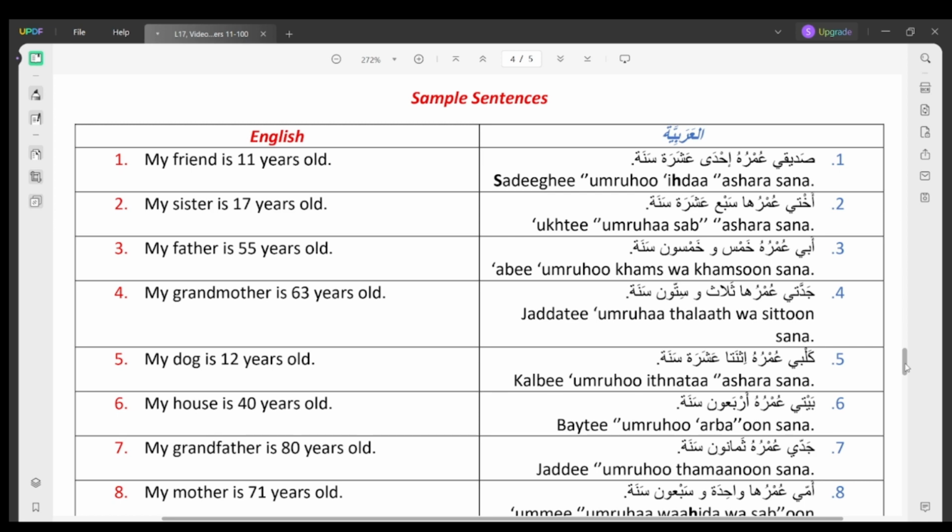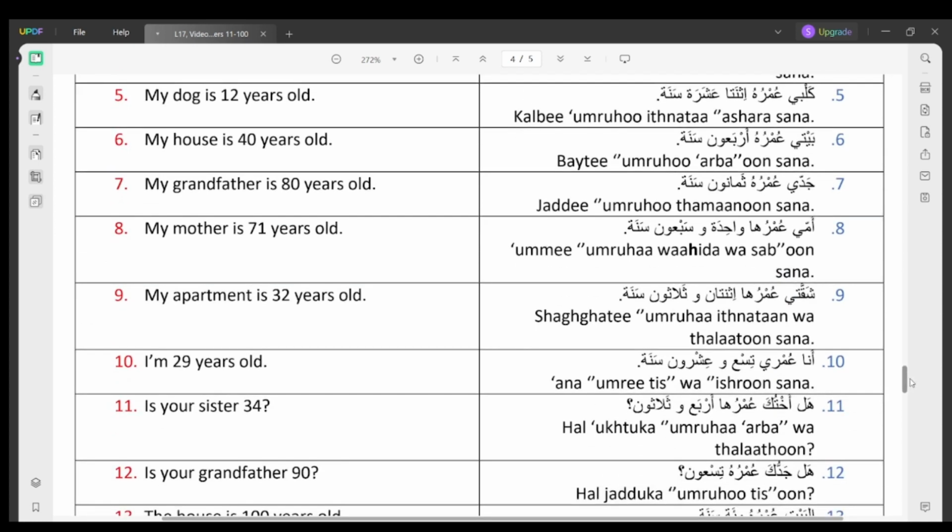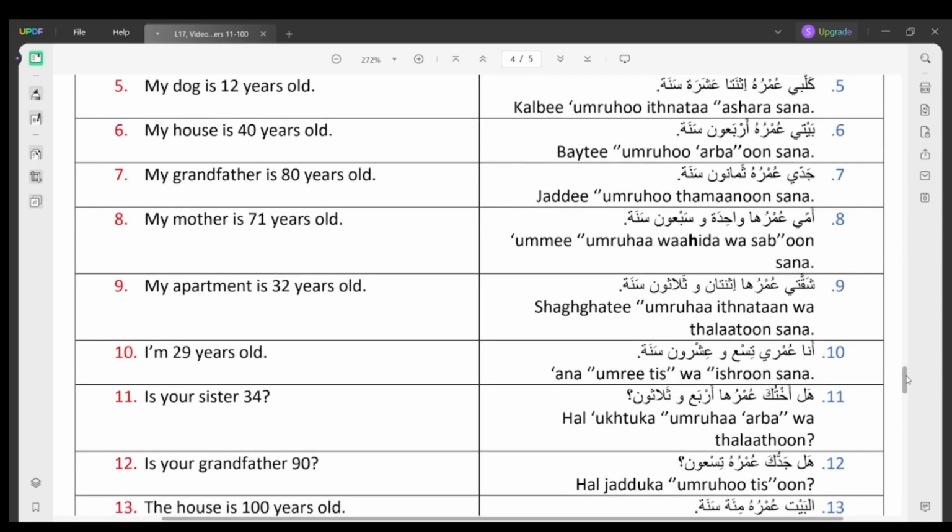كلبي عمره 12 سنة. Number 6. My house is 40 years old. بيتي عمره 40 سنة. Number 7. My grandfather is 80 years old. جدي عمره 80 سنة. Number 8. My mother is 71 years old. أمي عمرها 71 سنة. Number 9.